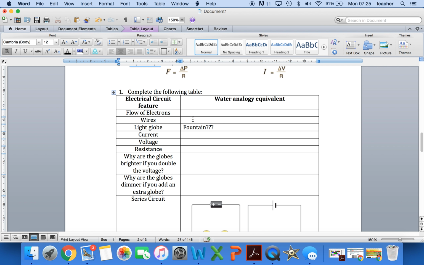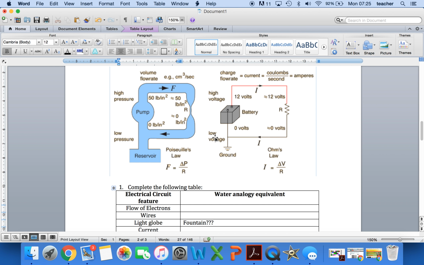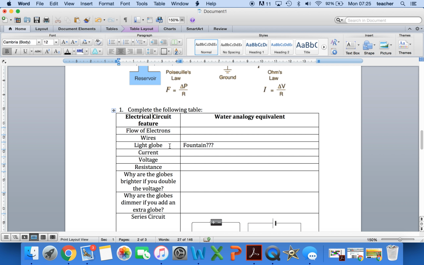Wires, likewise, I'm going to leave that one for you to do because it's pretty simple. With a light globe or a resistor, one of the ways that I like to think about it with the water analogy is to imagine that the light globe is a fountain connected here. So that fountain would shoot water up in the air and use up some of the energy of the flow there. So that's why I like that as a part of that analogy, is that the light globes and things that use up energy, I usually represent them as a fountain.